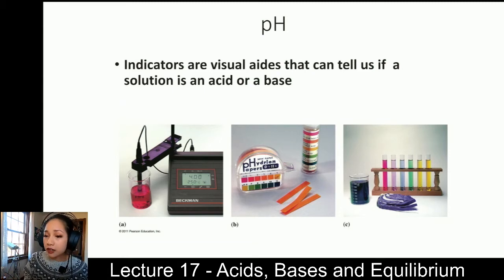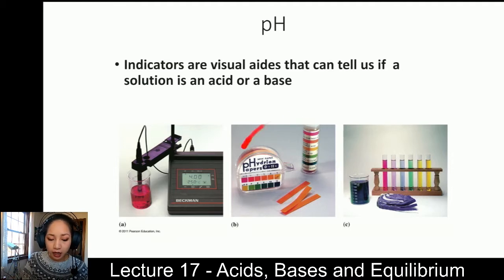There are different types of indicators you can use. We can use a pH meter to just measure the pH, and it'll spit out a number. So that's what this meter is detecting: the concentration of hydronium ions in this solution. You can also use strips.